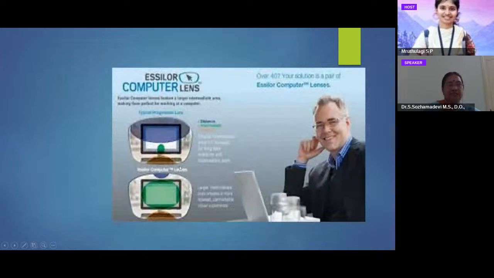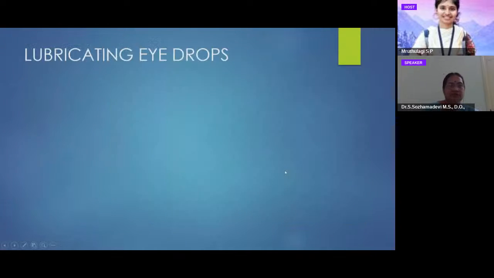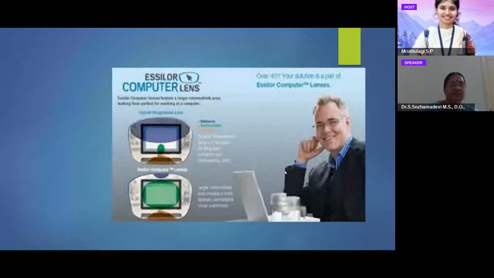So this is the computer glass, especially in presbyopia. It should not be corrected the way it usually is, it should be like this. The whole intermediate distance should be corrected appropriately. I am not sponsoring this lens. Next.